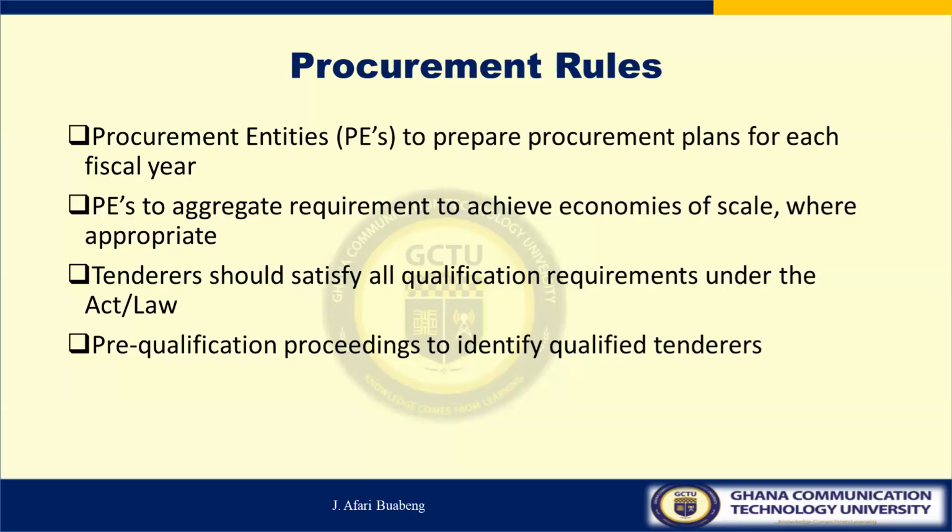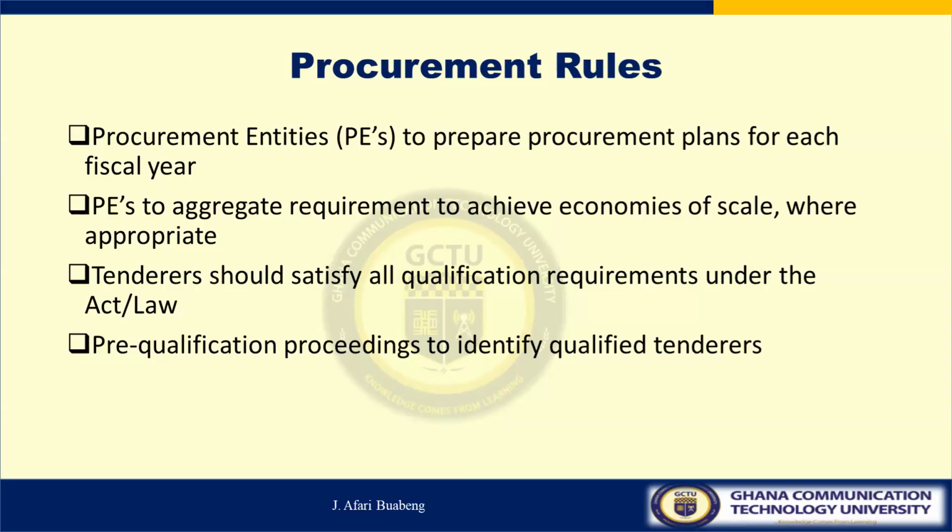Procurement entities, according to the rules, are to prepare procurement plans for each fiscal year. As part of the rules, all procurement entities in the public sector are supposed to come out with what we term a procurement plan. So that is that. You cannot ignore this rule. Once you work there as a procurement person, you need to adhere to this rule.